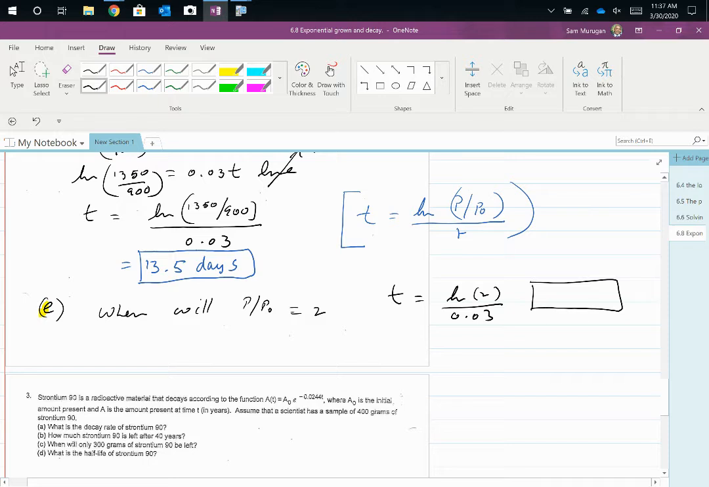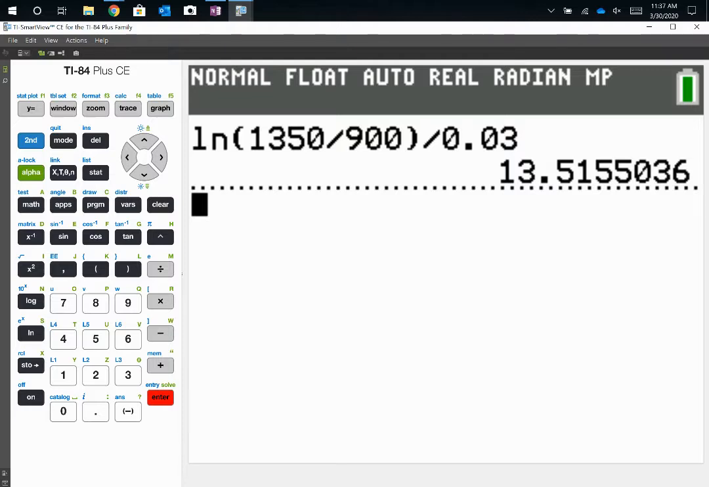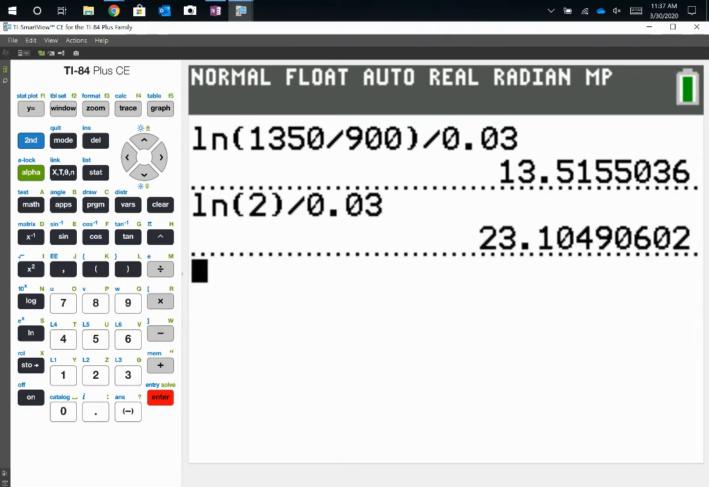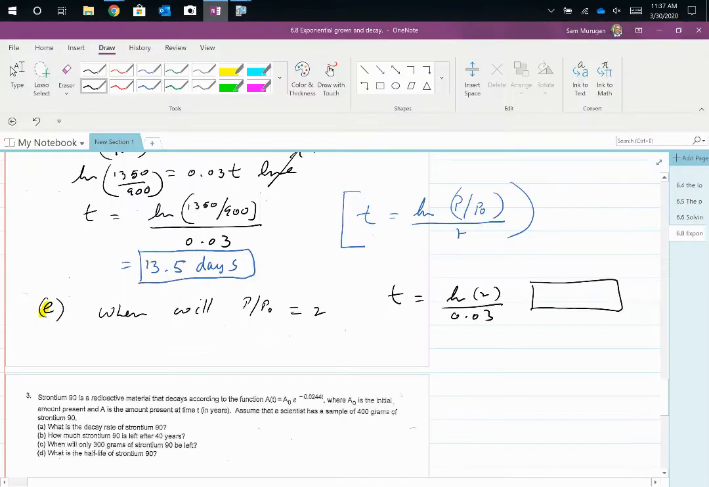So calculator. ln 2 divided by 0.03 to give 23.1 days. Okay, because this formula here that we created gave us what we needed to find this answer.